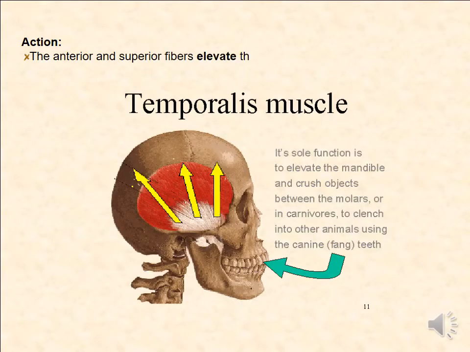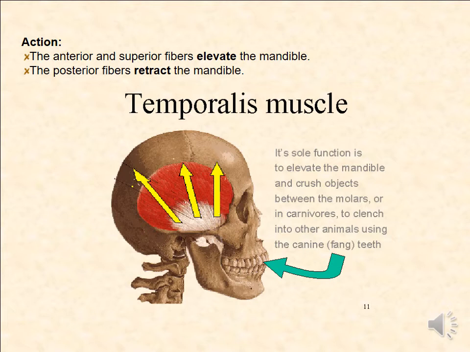The action of the temporalis muscle depends on the fibers. The anterior and superior fibers elevate the mandible, and the posterior fibers retract the mandible posteriorly. So the temporalis muscle's main function is to elevate the mandible and crush objects between the molars, or in carnivores to clench the prey using the canine fang teeth.